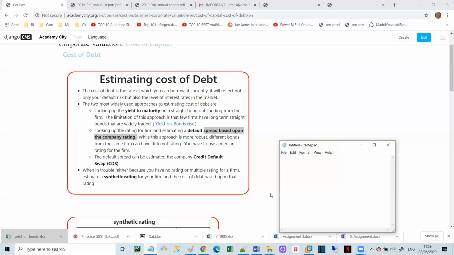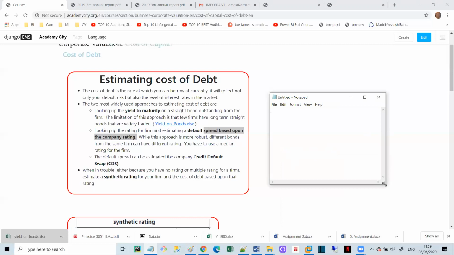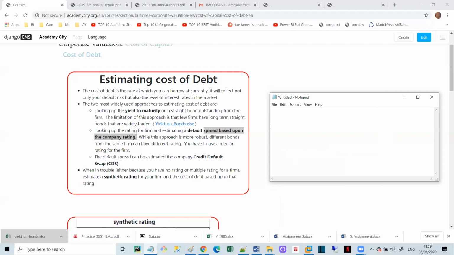Let me write it down. I think I went a little too fast. So if the company doesn't have traded bonds, the RD will be equal to the RF plus a spread. How do I calculate the spread? The spread is a function of how risky the company is.